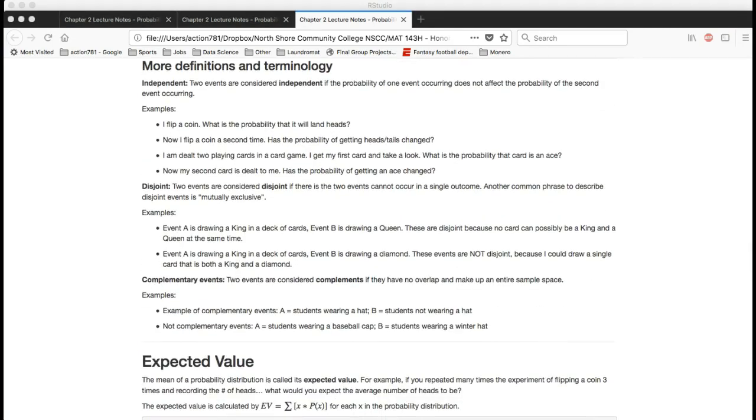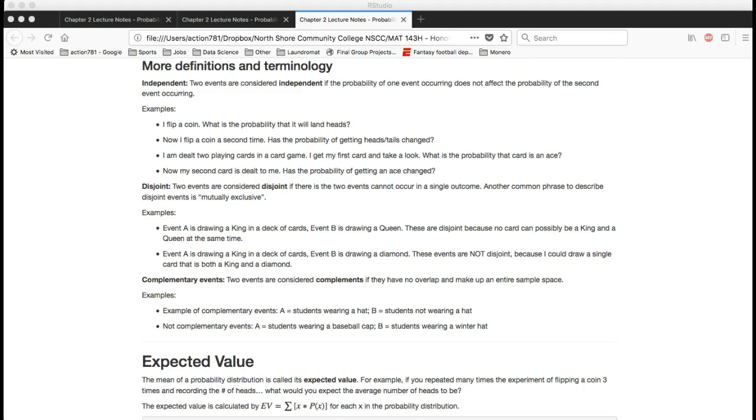Next, we have some definitions and terminology that are important for the following sections. So 2 events are considered independent if the probability of one event occurring does not affect the probability of the second event occurring. So some examples. If I flip a coin, what is the probability that it will land heads? Well, 1 out of 2, 50%. Now if you flip a second coin, has the probability of getting heads or tails changed on the second coin? No, it has not. So therefore, these two events are considered independent.